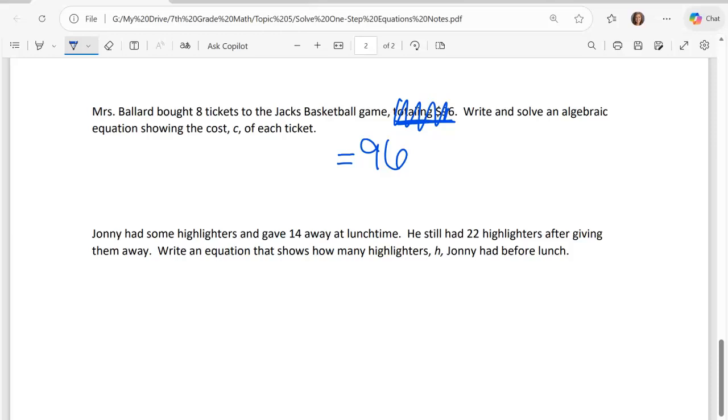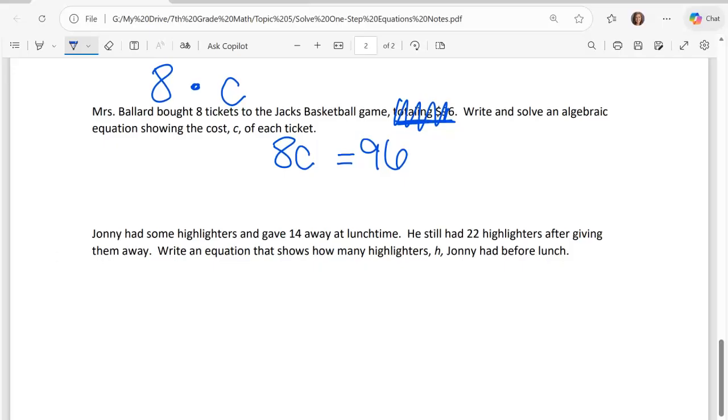Okay, so what did I do? I bought 8 tickets, and every single ticket cost C dollars. That's the cost of each ticket. The first ticket cost C dollars. The next ticket cost C dollars. The next ticket cost C dollars. To find your total, you would multiply those. However, we wouldn't write it like that. We smush them together. 8C is equal to 96.